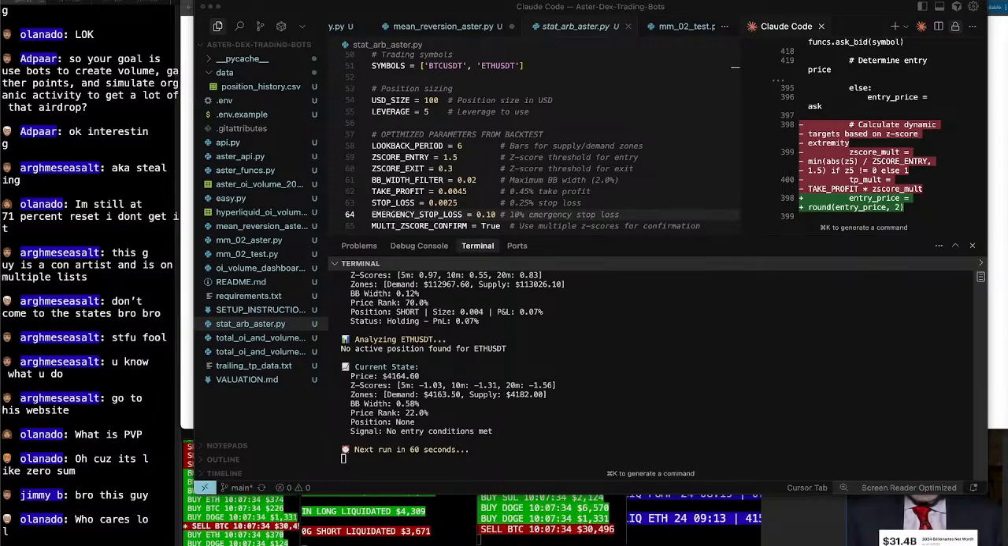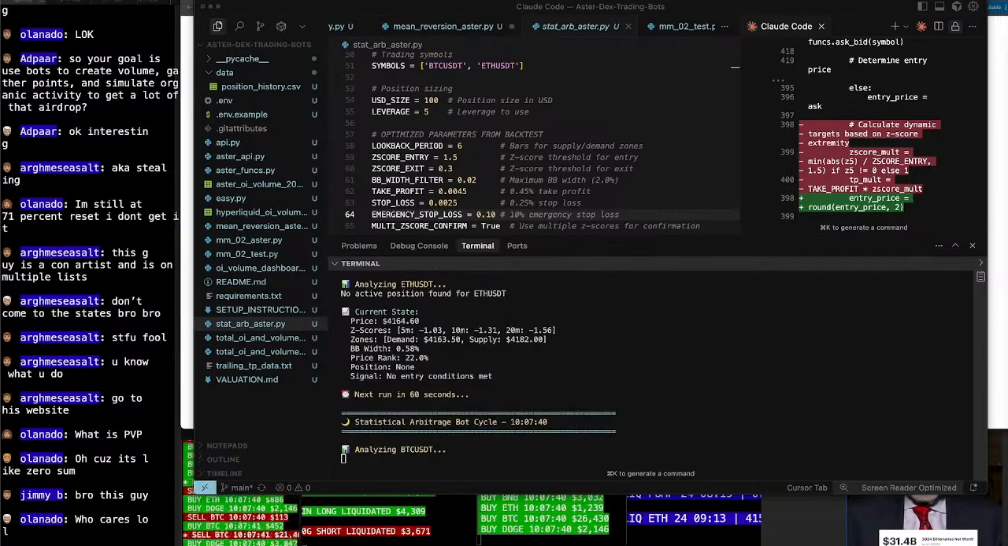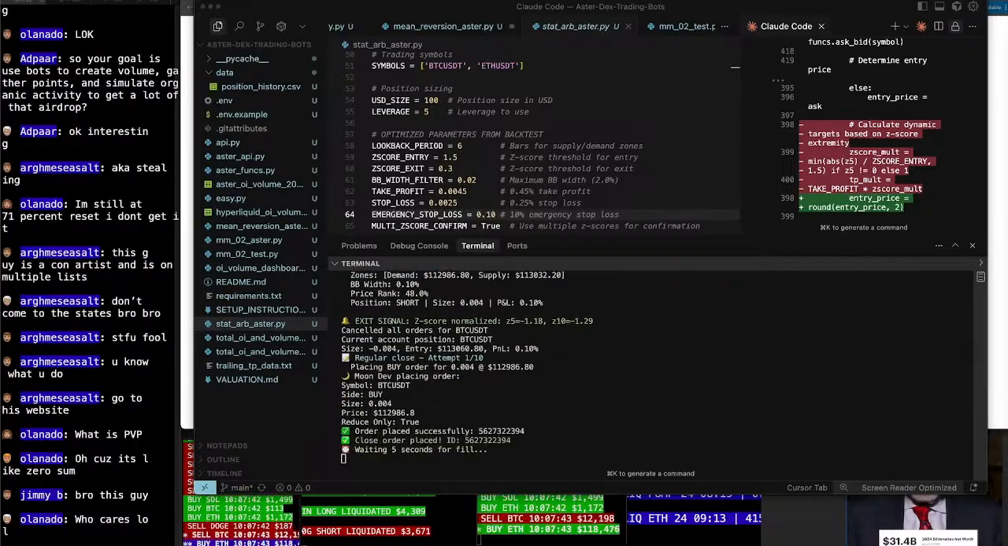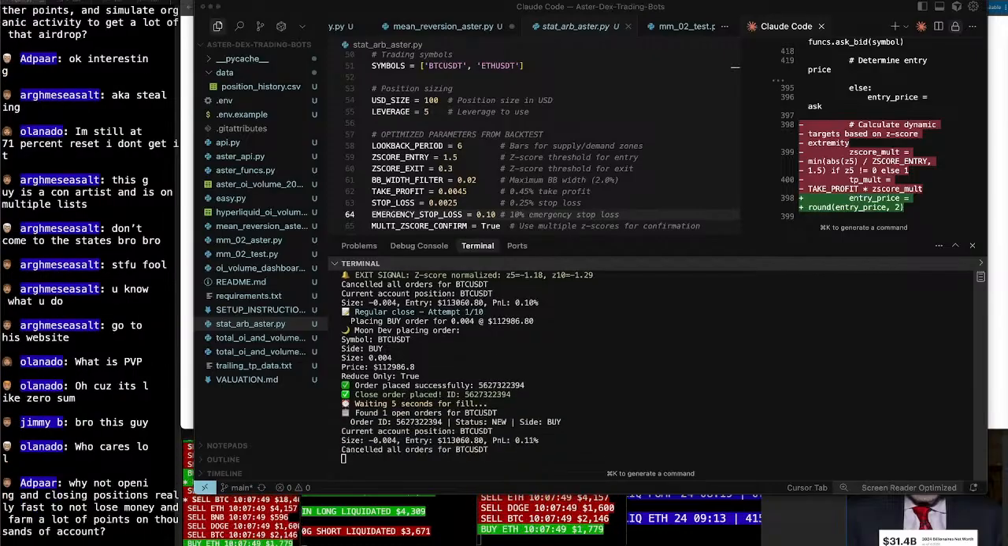I mean, we'll see how this does, dude. I think it's a little too many trades, but I think it might even out as well once it has more data. So you can see exit signal here, and it's exiting at a profit, 0.5% profit.